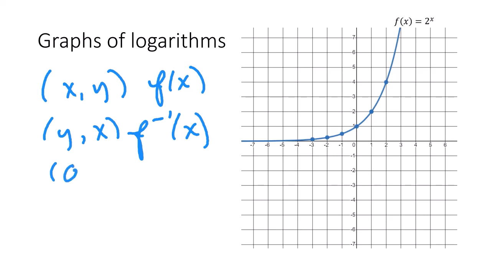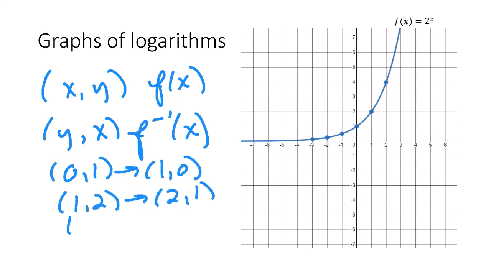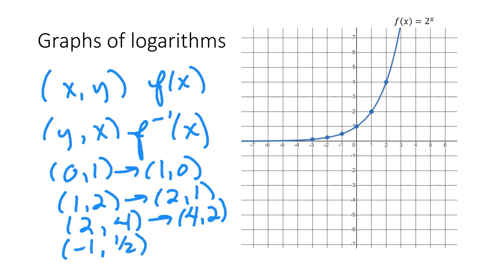0, 1, I'm going to make it 1, 0. 1, 2 is going to become 2, 1. 2, 4 is going to become 4, 2. Negative 1, 1 half, I'm going to make it 1 half, negative 1. So those are just points that are on this graph, and I'm just going to put them in. So this 0, 1 became 1, 0.